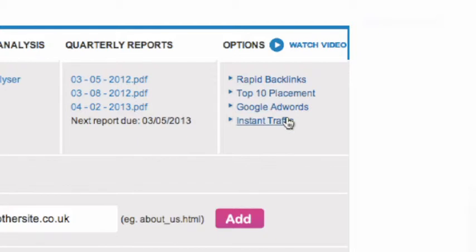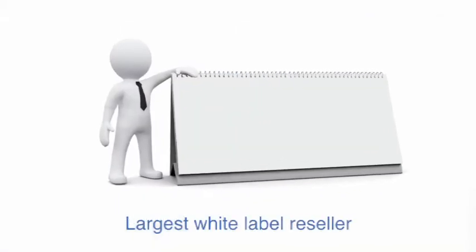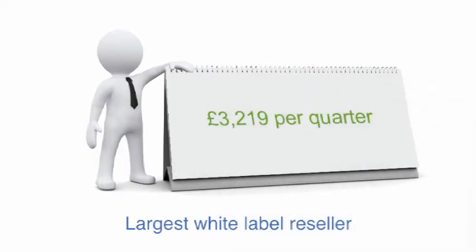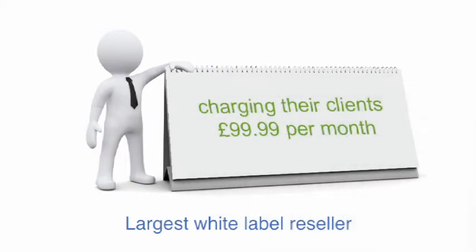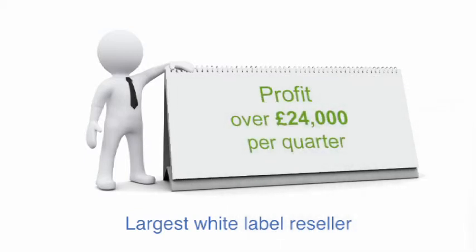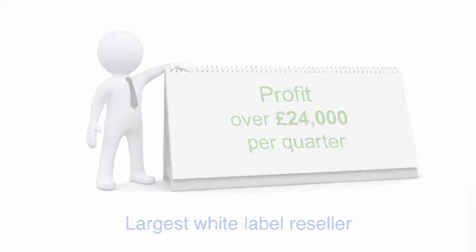For example, our largest white label reseller currently has 92 live SEO campaigns. They pay us £3,219 per quarter. They're charging their clients £99.99 per month. This means they are currently making a profit of over £24,000 per quarter.